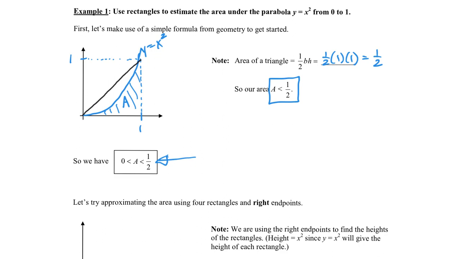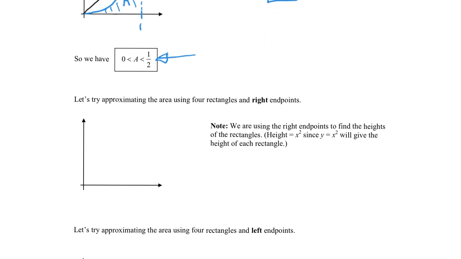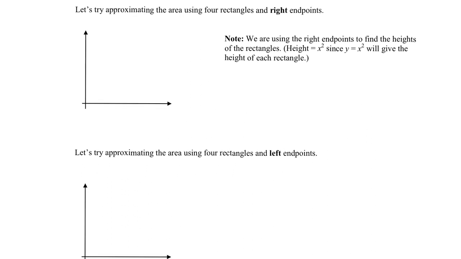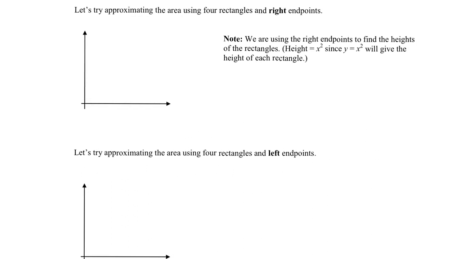So here's where we're going to start getting into this idea of integration. We're going to try to do better. We're going to try to get an approximation of the area using 4 rectangles and right endpoints. So first, let's redraw our parabola. It goes something like this. And so we want to find this area right here, right? We're looking for this area. So what we're going to do is break this up into 4 rectangles.